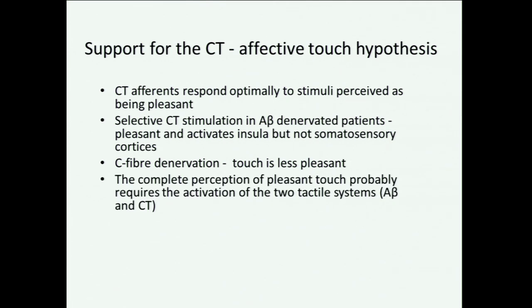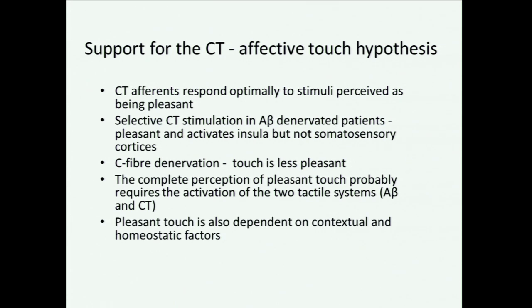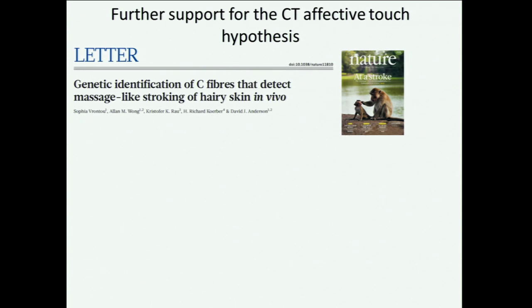But we still think that the complete perception of pleasant touch requires integrated signal from A beta afferents and C tactile afferents, because the two A beta denervated patients, IW and GL, don't have normal pleasant touch sensations. It's probably an integrated message from both sensory systems. And of course, pleasant touch is highly dependent on top-down factors, contextual factors, and homeostatic factors. Johan mentioned this as well.